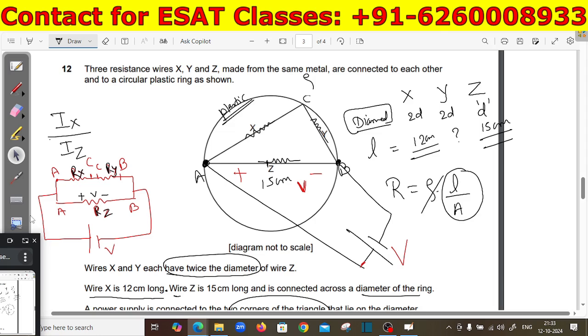How I'm linking? Yes, we can use Pythagoras theorem to find the length of Y. Good. Since this is the diameter, here it will be a 90 degree, right? So this is the 15, this is the 12. So please find this BC according to Pythagoras theorem. That's very good. You are going in the good direction.